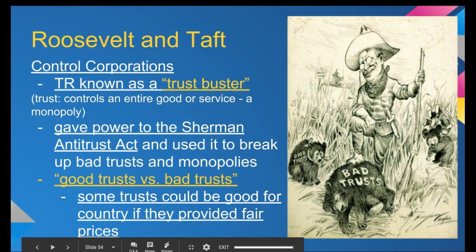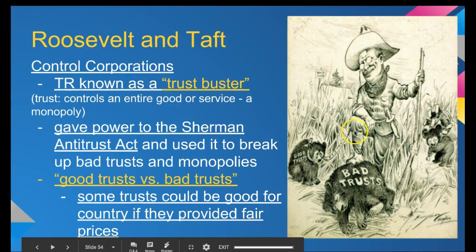Teddy also made a distinction between trusts. You'll recall that one of the effects of monopolies and trusts was that it made the United States very, very wealthy, right? That was good for our economy, just bad for the people. So Teddy recognized that some trusts should be allowed to stick around if they provided fair prices, right? Because they were good for the country.